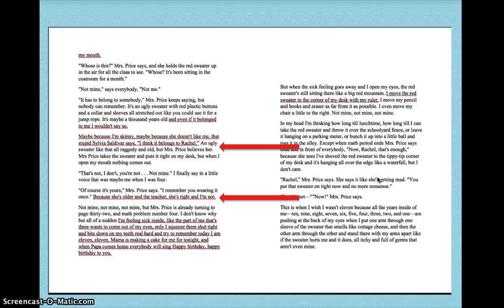Notice that I am still looking at the items in the story, looking at places where the author revealed Rachel's character, but now I'm thinking about why the author included it.